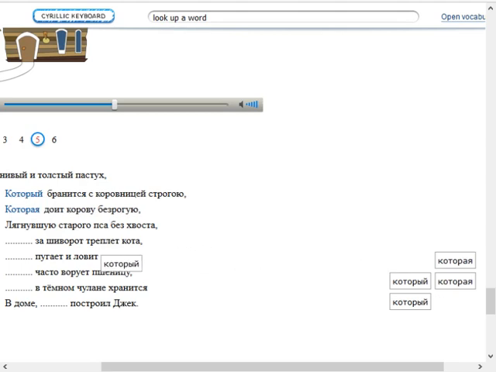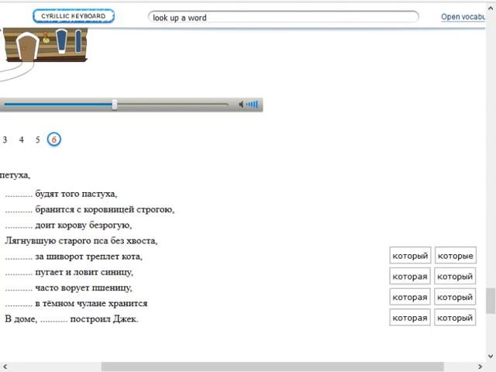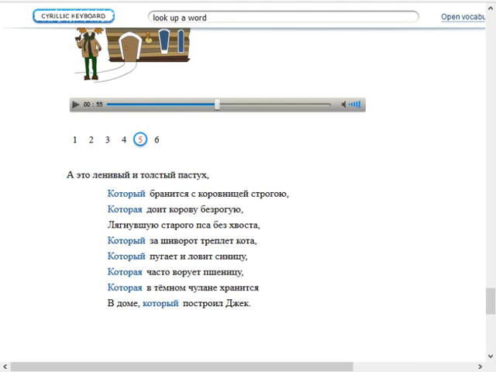So we have that, and we have that, and we have that, and we have that, and we have that. So, hold on, let me just quickly check this. Is this right? That looks right to me. So, this says, this is the lazy and fat shepherd who fights with somebody who milked the cow, who is lying next to the dog, who catches the cat, who scares the bird, who steals the wheat, which is in the closet in the house that Jack built.